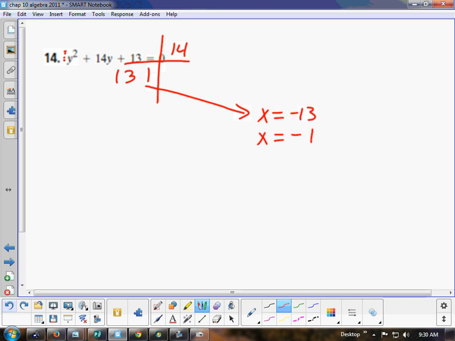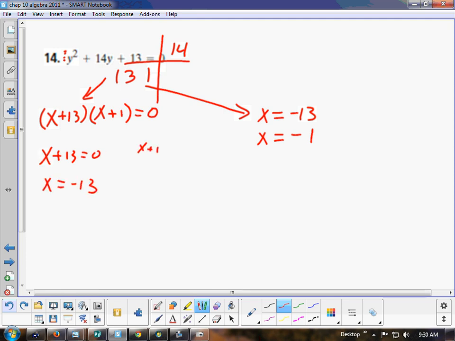Or I could factor it, x plus 13, x plus 1 equals 0. And then I get x plus 13 equals 0, x equals negative 13, and x plus 1 equals 0. What number plus 1 is 0? x equals negative 1. And it checks there.